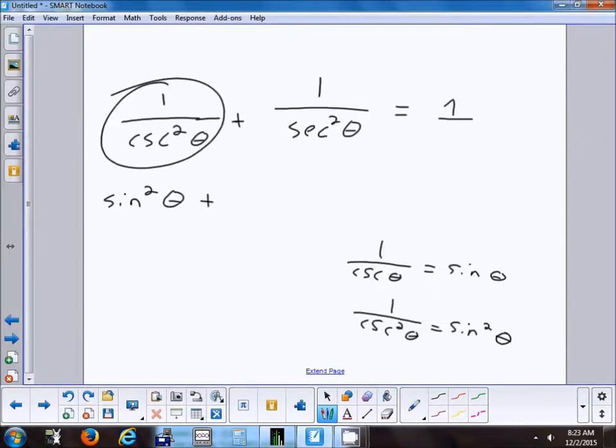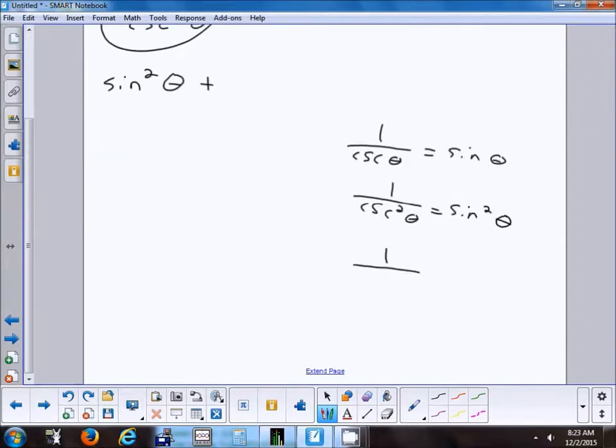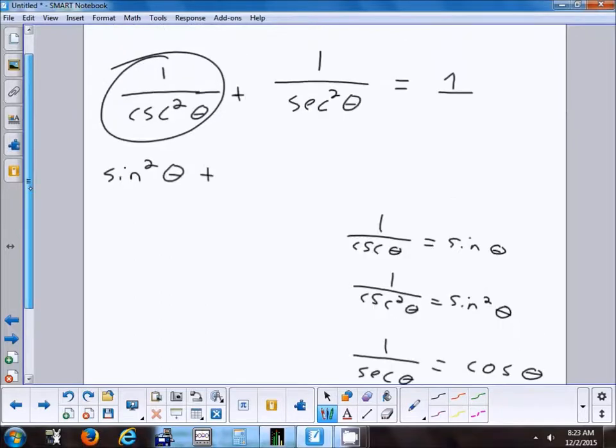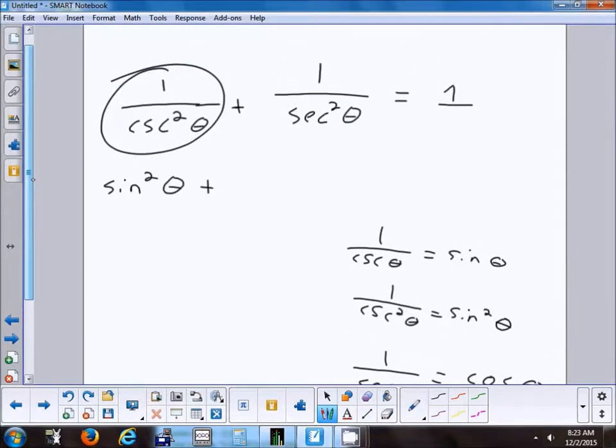Now, 1 over secant, we're going to do exactly the same thing. We know that 1 over secant is my cosine. 1 over secant squared is my cosine squared. Okay? So now 1 over secant squared becomes just cosine squared. And now we're basically done. Sine squared plus cosine squared, that is a Pythagorean identity. Sine squared plus cosine squared is 1, which is exactly what we're supposed to get.